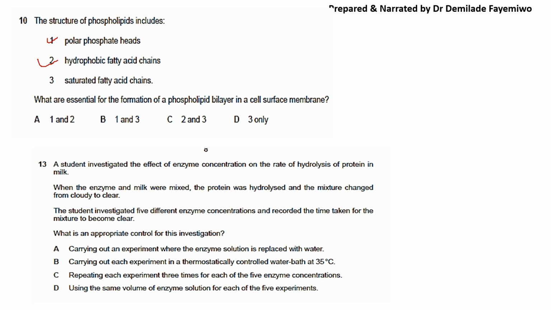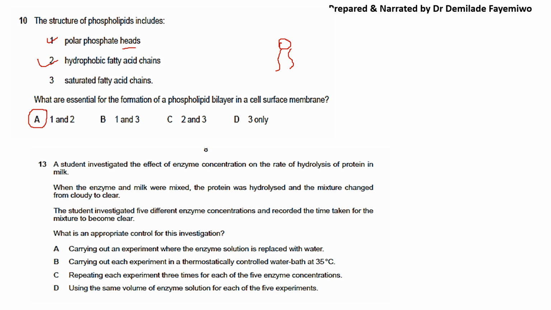The question says, what are essential for the formation of a phospholipid bilayer in a cell surface membrane? When we're speaking about something being essential, it means absolutely necessary. And in this case, the only absolutely necessary things that you need in order to make a phospholipid bilayer is to have phosphate heads that are sitting at the top and hydrophobic tails that are sitting at the bottom. And so that gives you A as the possible answer.